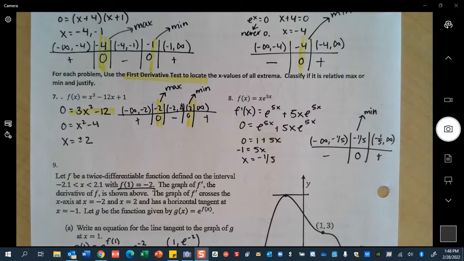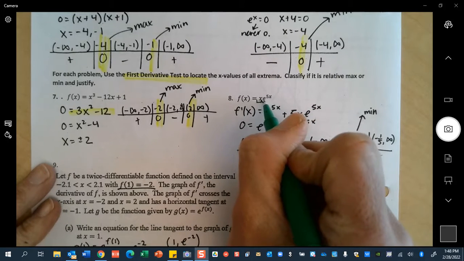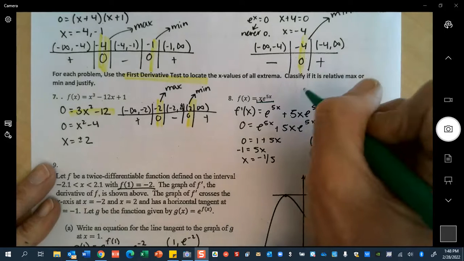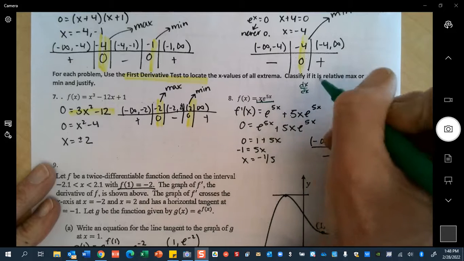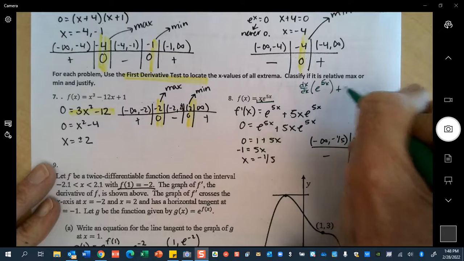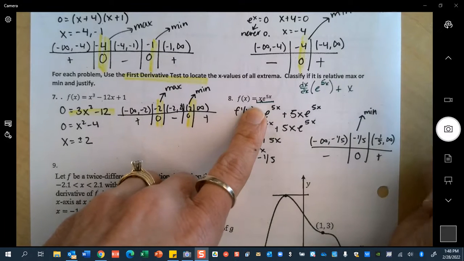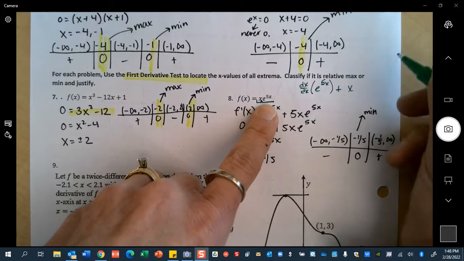For this one, when I go to take the derivative, let's go ahead and review, because what I have here is my product rule. I have x times e to the 5x. So I have the derivative of x, that's dx over dx, times my second term, e to the 5x, plus my first term, which is x, times the derivative of this second term.